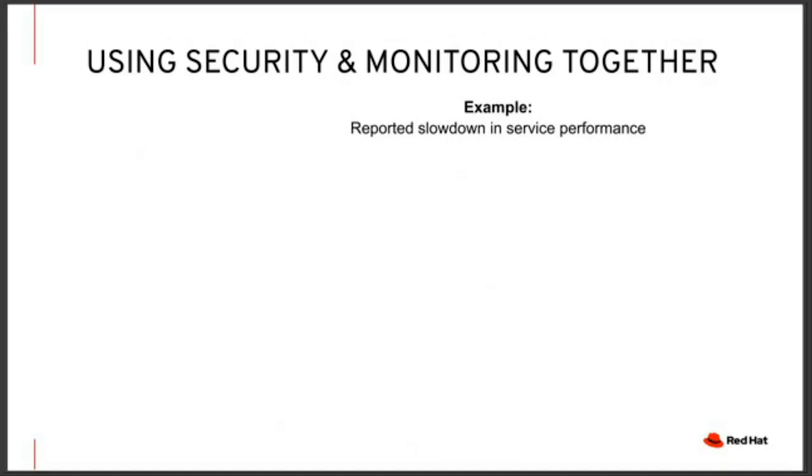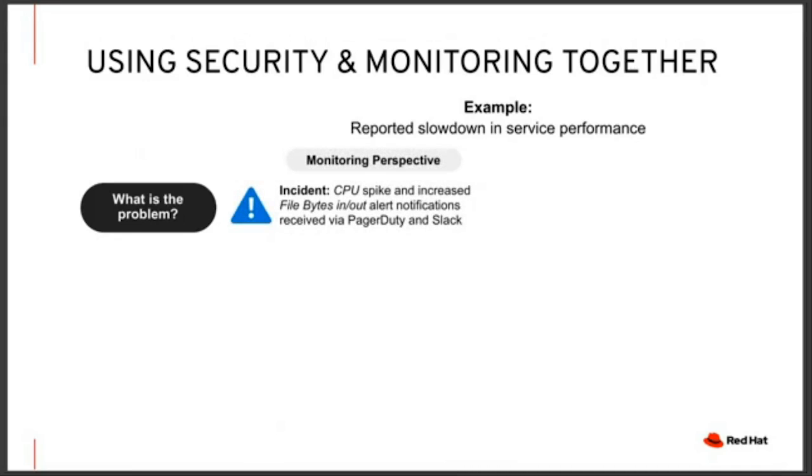So let's just say that I've got some reported slowdown in service performance that's coming from an end user, someone in the company, and you might say, okay, what is the problem that I'm facing? Well, from a monitoring perspective, I can go in and see, yeah, there's a CPU spike, something's going on, there's a lot more file IO happening. I got an alert that triggered and sent me a note in PagerDuty or perhaps Slack or both. And I understand at this point there's a problem.